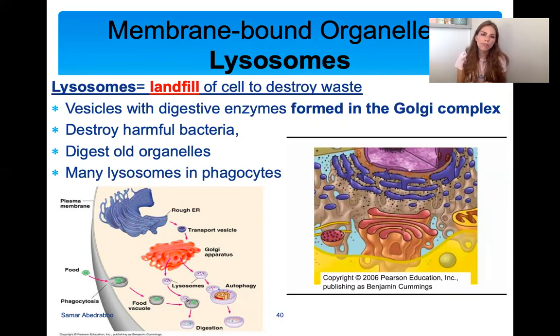They destroy harmful bacteria, and when we look at cells that do phagocytosis, such as your immune cells, your white blood cells, we see a lot of lysosomes there. The reason is they're trying to target harmful bacteria and viruses. So it's good to have all these lysosomes, which are sacs filled with digestive enzymes.